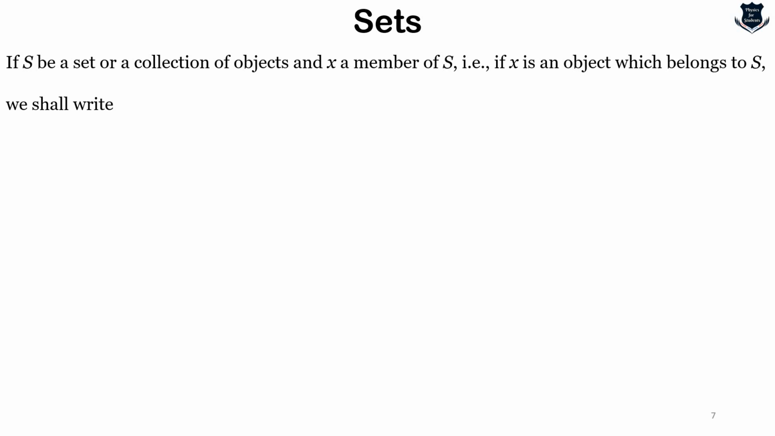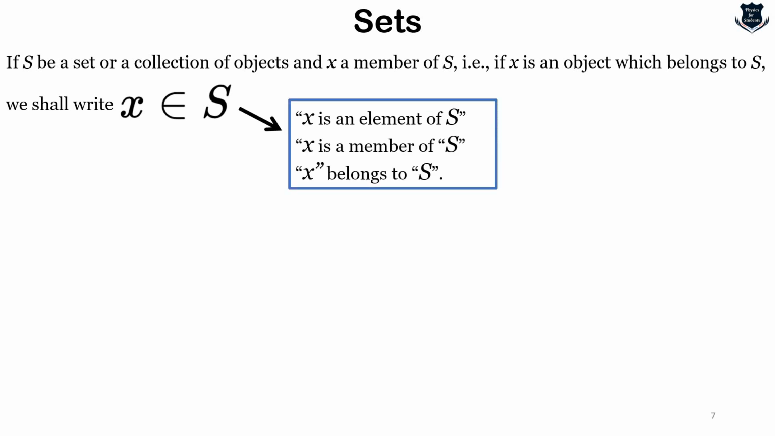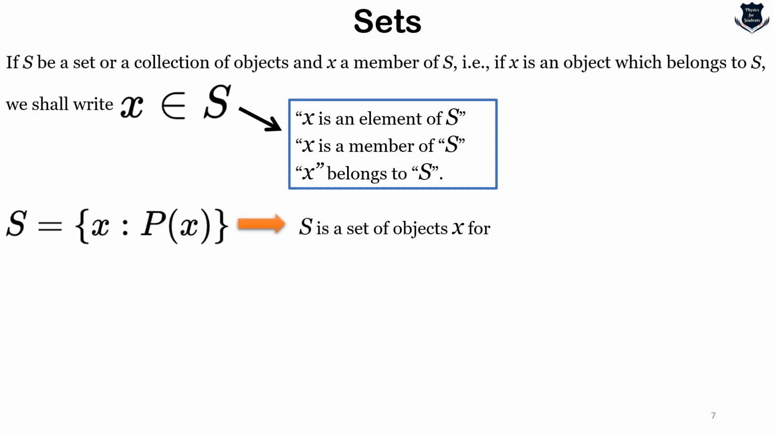So if S is a set or collection of objects and x is a member, it can be any member, say apples, oranges, anything. That is, if x is an object which belongs to S, we write it like this. And we call it x is an element of S. We call it x is a member of S, and x belongs to S. So all of them literally mean the same thing. However, we can also write in a different notation something like this, which indicates that S is a set of objects x for which the statement P of x is true.